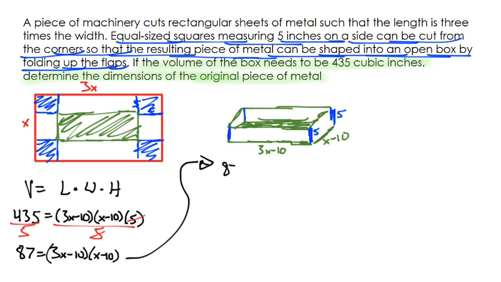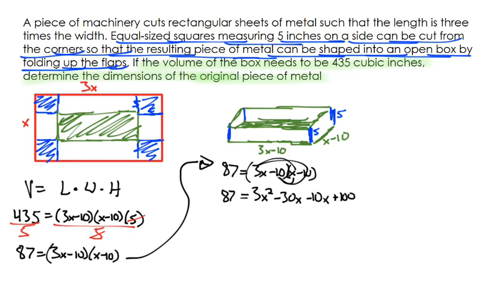So if I have 87 equals 3x minus 10 times x minus 10, we're going to distribute: 3x squared minus 30x minus 10x plus 100 equals 87. Then we can combine some like terms. I have 3x squared. These two terms right here can combine to become negative 40x. And then I'm going to subtract 87 from each side to make our quadratic equal to 0. And 100 minus 87 is going to be 13, and our quadratic's equal to 0.